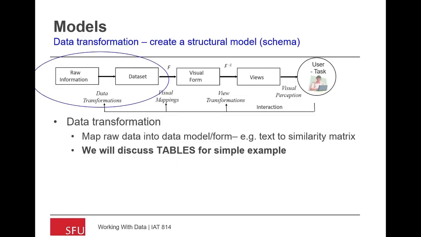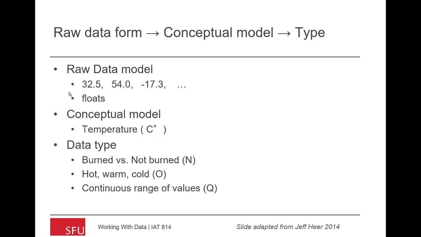As we've seen before in this repeated diagram, models are what you're doing either explicitly or implicitly when you're transforming raw information through a data transformation into a data set. And we're just going to show, again, simple examples using tables. Basically, the raw data form tends to lead to some kind of conceptual model, which therefore tends to lead to a type that you can then use inside your visualization.